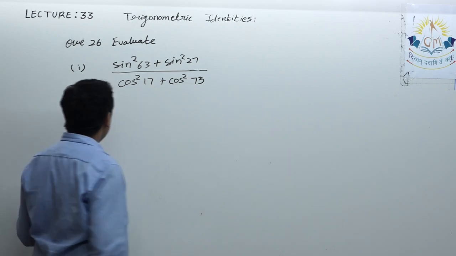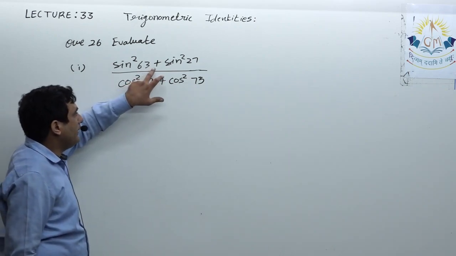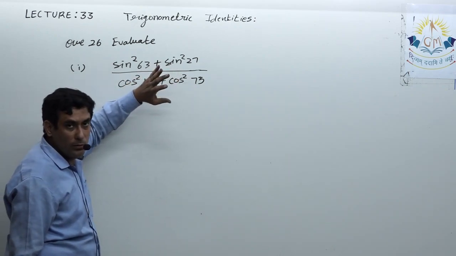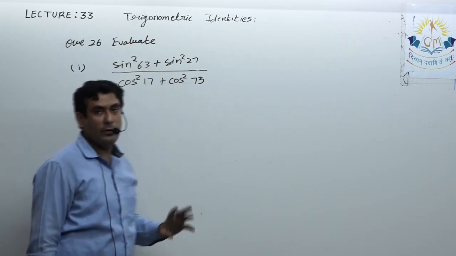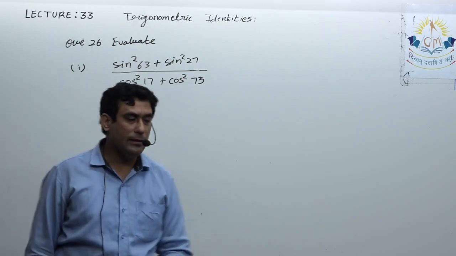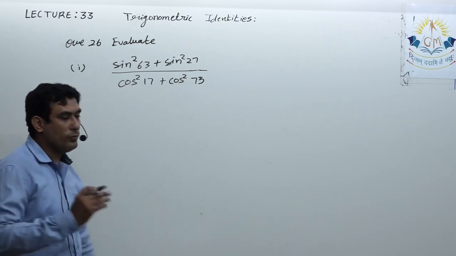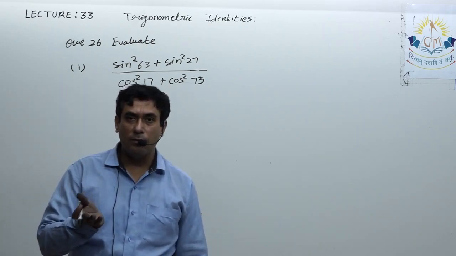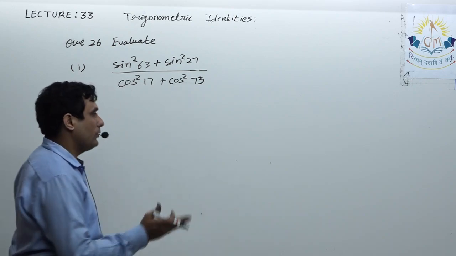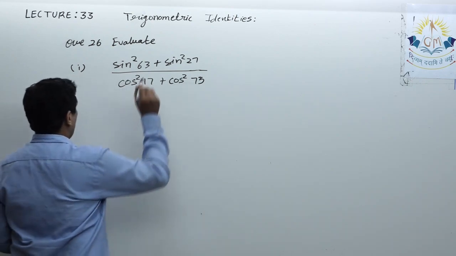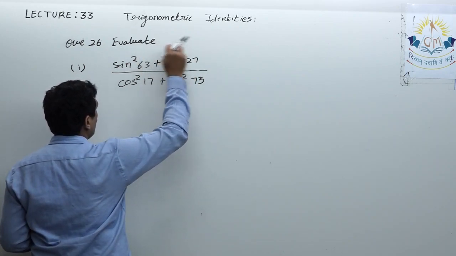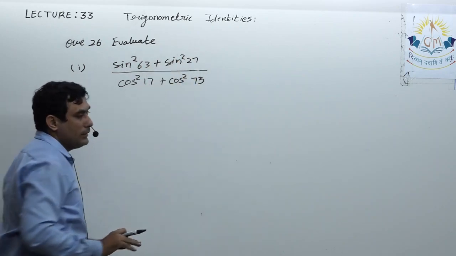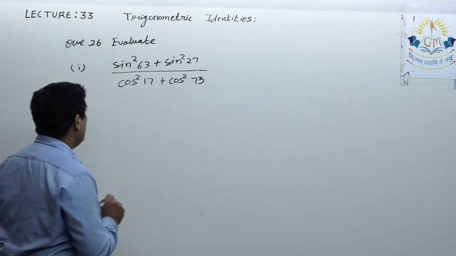Now as I told you, if you find the angles are not special angles, that means 0, 30, 45, 60 or 90, definitely you have to think about the trigonometric ratios for the complementary angles. Now next thing, we'll check whether these angles are complementary or not. Yes, these two angles are the complementary of each other.